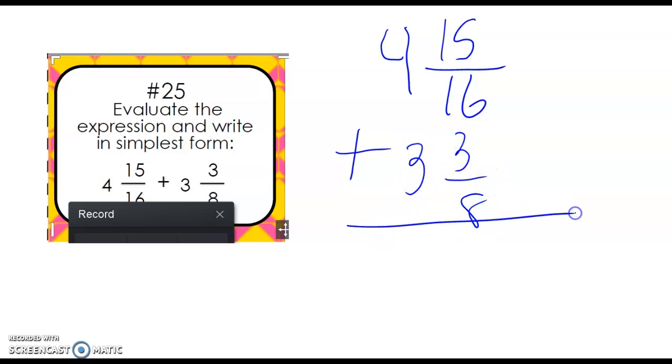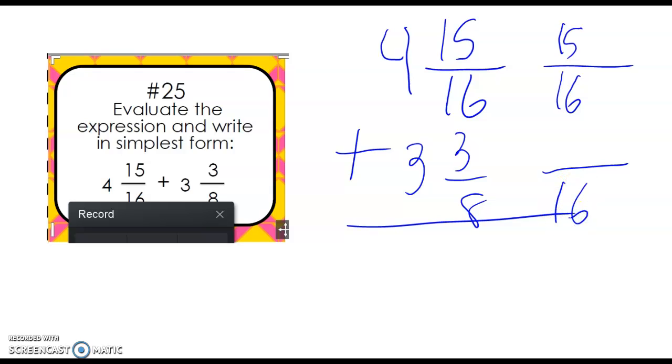Just like if we were adding two fractions, when we add mixed numbers, our first step is to find our least common denominator. And so the least common denominator between 8 and 16 is 16. So 15/16 stays the same. So we have to turn 3/8 into 16ths as well.